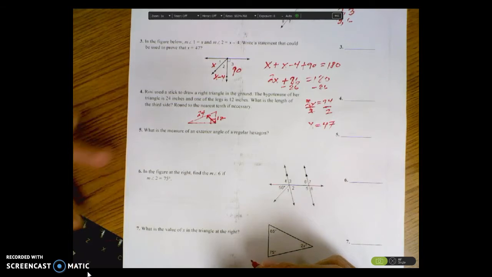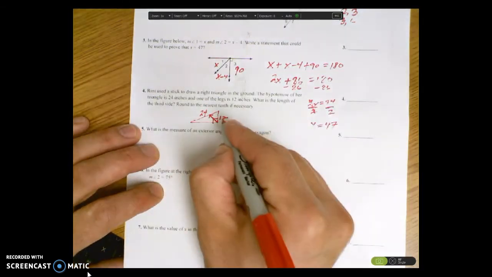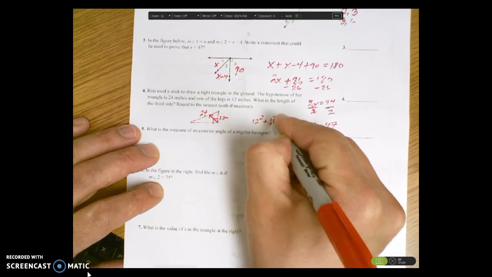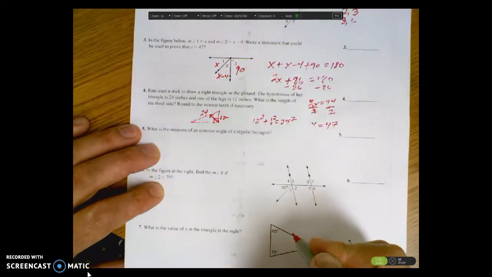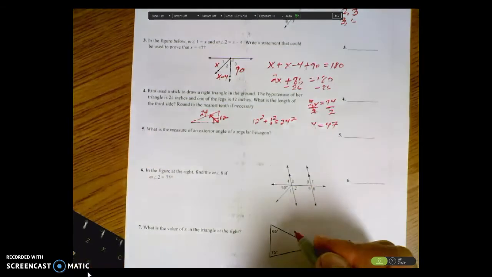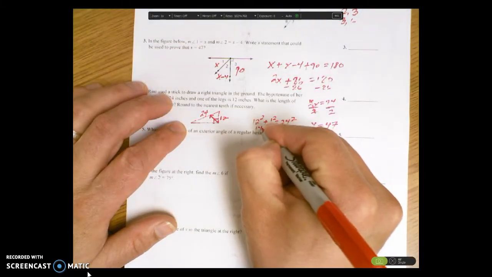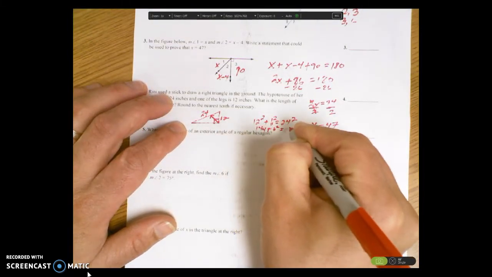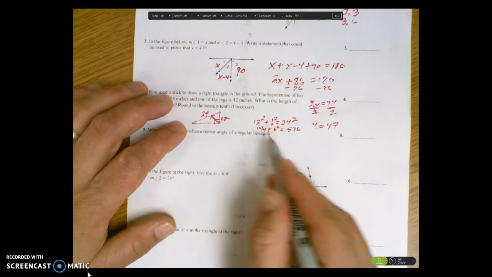All right, and now I'm going to set up the Pythagorean theorem, which says the leg squared plus the other leg squared equals the hypotenuse squared. I'm going to square those two numbers, and I'm going to get 144 plus b squared equals 576. Okay, now I have to solve for b squared.